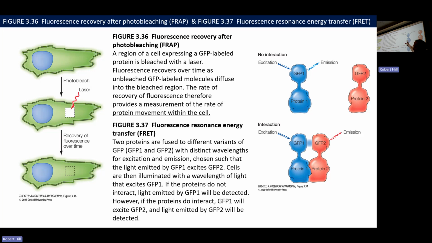And FRET's a little more difficult. You need a higher grade microscope. Typically you use something called a confocal microscope to do this. But you can get away with doing FRAP in just a standard fluorescent microscope. Confocal microscopes have an enhancement system in there to get really, really detailed images of cells. And they're a lot more sensitive. They use much higher end lasers and things like that.